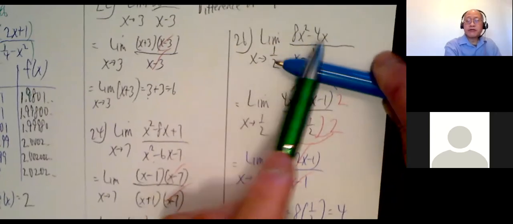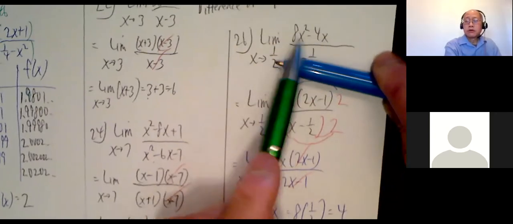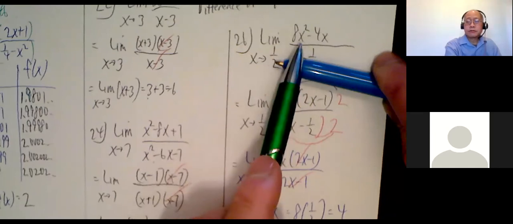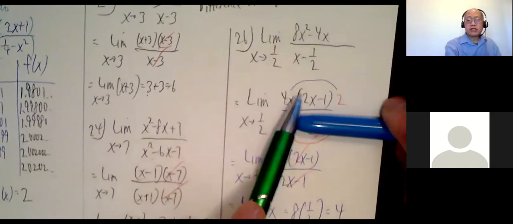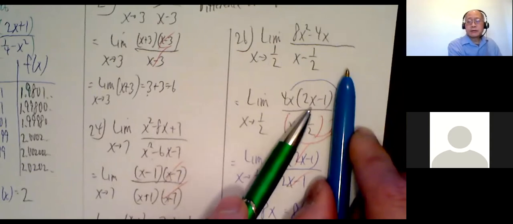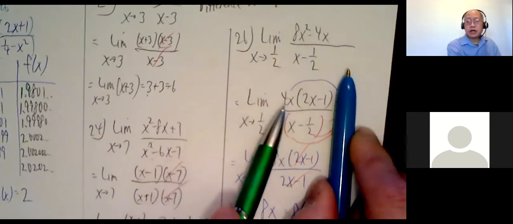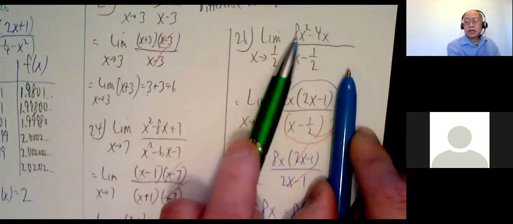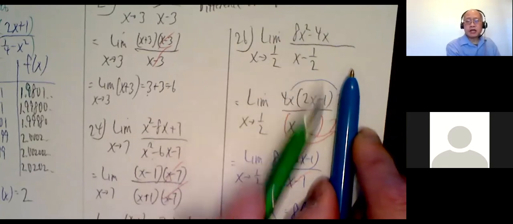So what's the greatest common factor? 4x. So 4x, 2x minus 1, ignore the red temporarily. So 4x times 2x minus 1 is the same as the top. Double check. What's 4x times 2x? 8x squared. What's 4x times negative 1? Negative 4x.